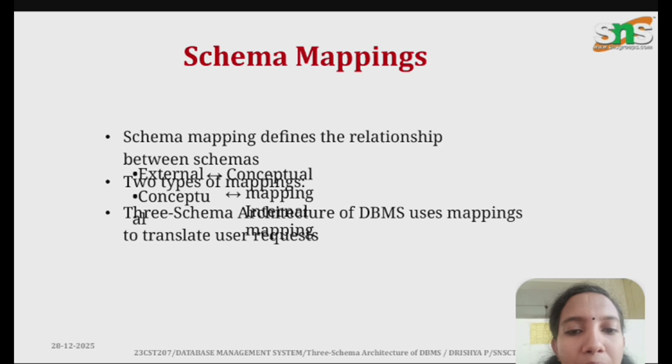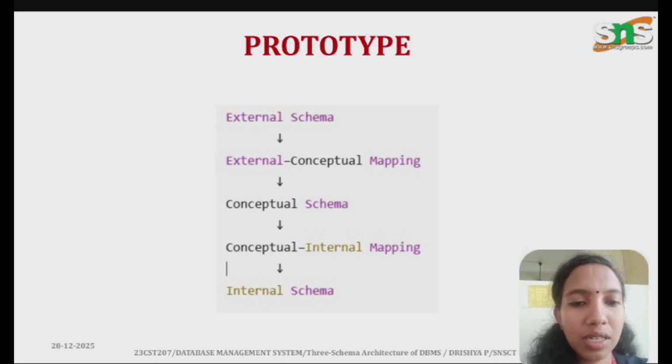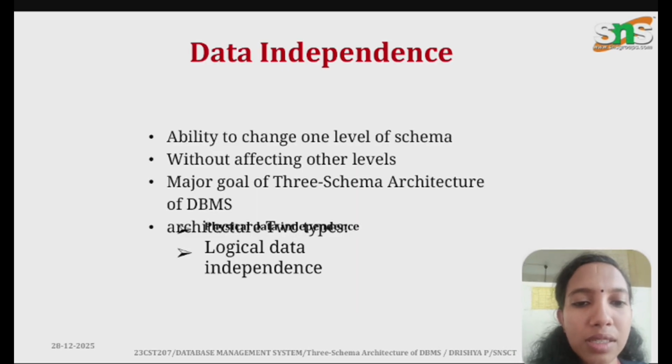Then next is schema mapping. Schema mapping defines the relationship between schemas, and there are two types of mapping: external-conceptual and conceptual-internal. The three schema architecture of DBMS uses mappings to translate user requests. This is the prototype. The first one is the external schema. The external schema and conceptual schema are connected by the external-conceptual mapping. This is the mid level, and the conceptual schema and internal schema are connected by the conceptual-internal mapping.